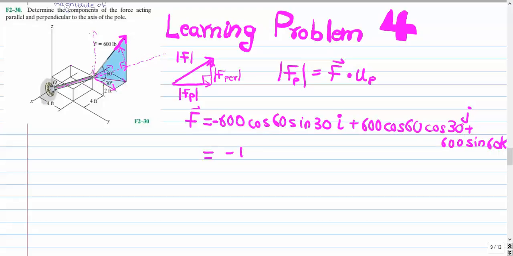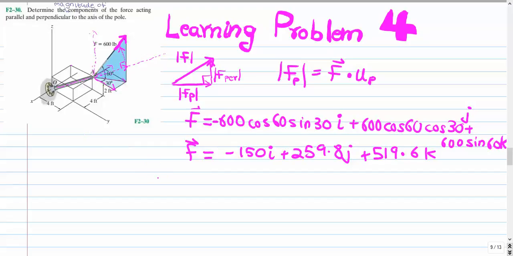So we have negative 150i plus 259.8j plus 519.6k. Now that we have our force vector, we can move on to find the unit vector in direction of the pole.